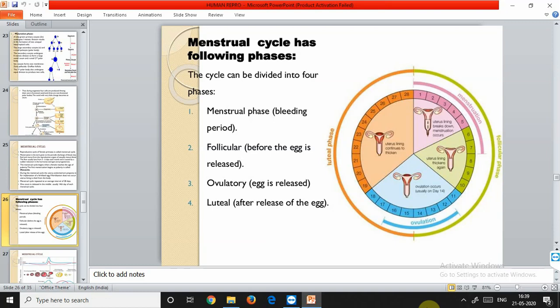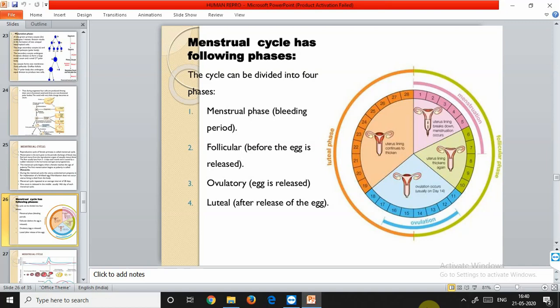When the egg is released, this phase is called the ovulatory phase. Then the luteal phase occurs after the release of the egg. So the egg release is set as a benchmark for the different processes, that is, before and after the release of the egg. Before the release of the egg, the follicular phase occurs. After the release of the egg, the ovulatory and the luteal phases occur.